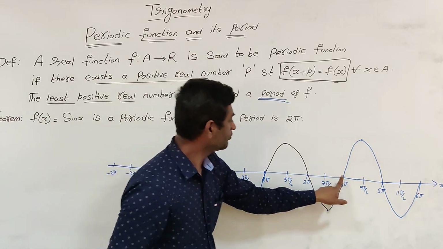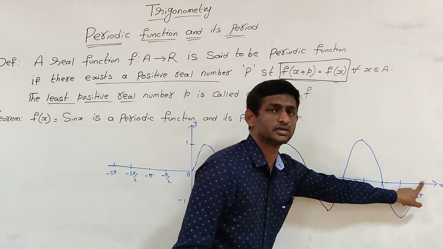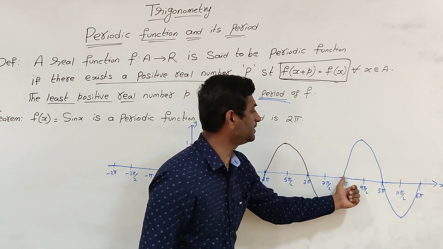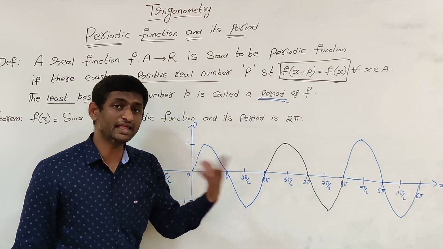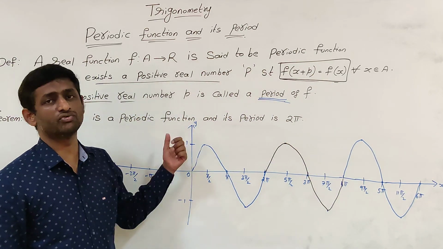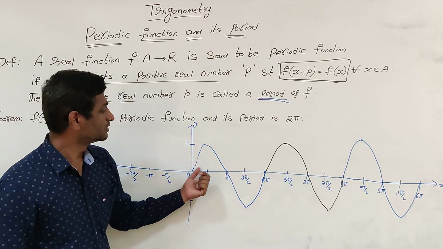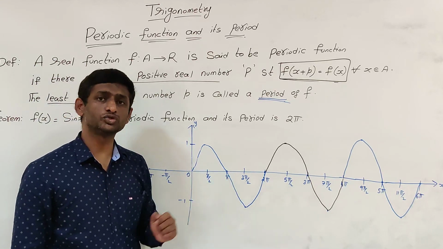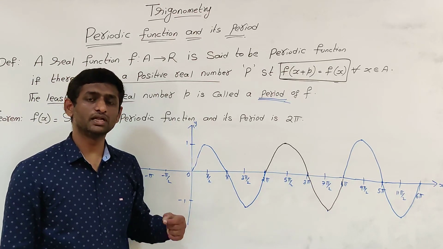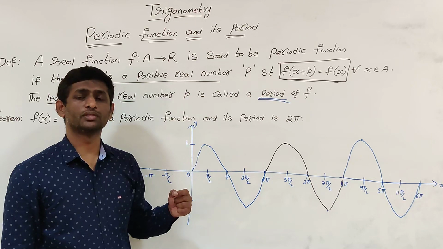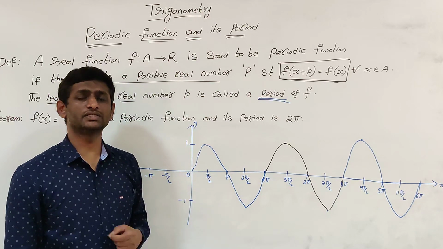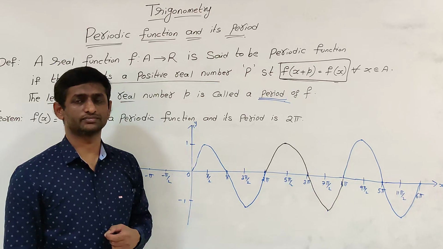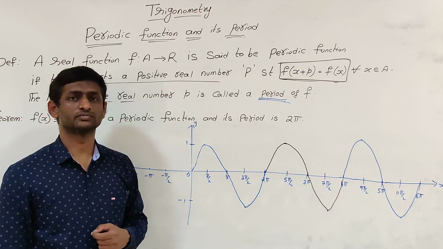Next, 4 pi to 6 pi. Again the same shape will be repeating for every 2 pi length. So whatever the shape existing, that length is called the period of the function, that is sin x. The period of sin x is 2 pi. Similarly, we can have the periods for cos x, tan x, secant x, cosecant x, cot x. Now we'll see one by one.